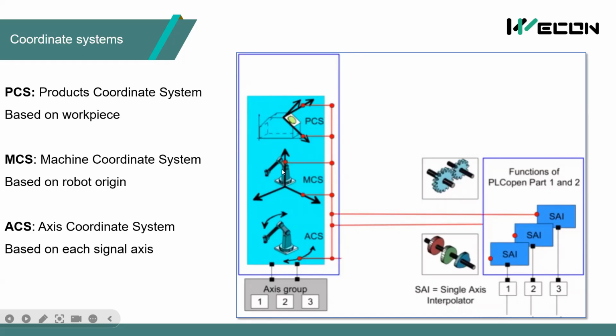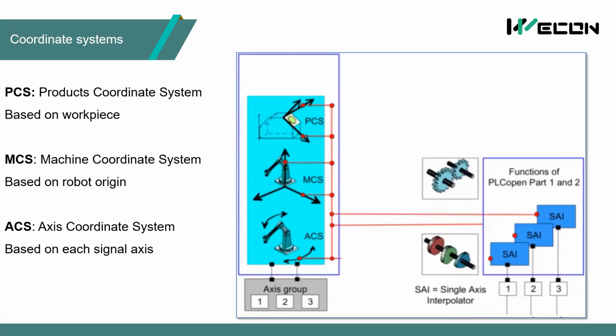Here in this part you can see these robots. The machine coordinate system of this robot is this one. X, Y, Z is based on the machine itself. And ACS means axis coordinate system. For this system, the movement is based on each single axis.